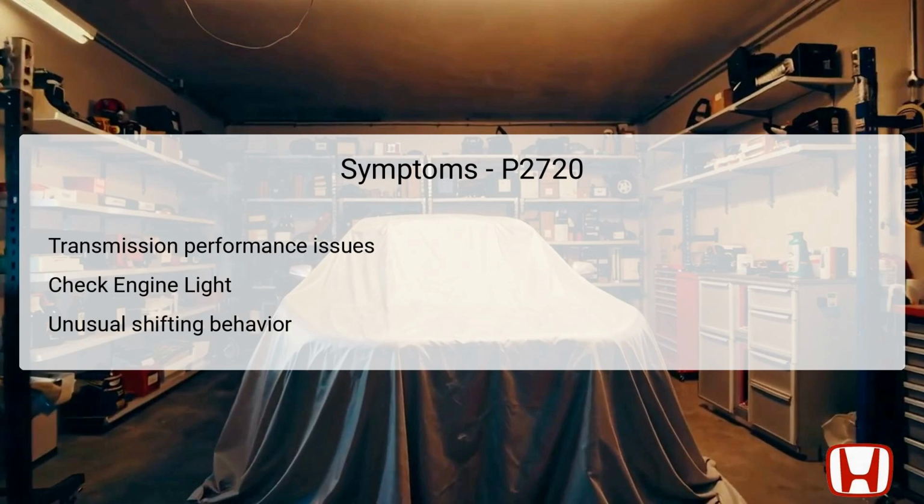Drivers may also notice a decrease in fuel efficiency due to the engine having to work harder to compensate for the transmission faults. The dashboard's check engine light will usually illuminate when the PCM detects this fault, alerting the driver to take action. If left unaddressed, these symptoms could worsen over time, potentially leading to more severe mechanical failures in the transmission system. Therefore, early detection and resolution of the issue are crucial.